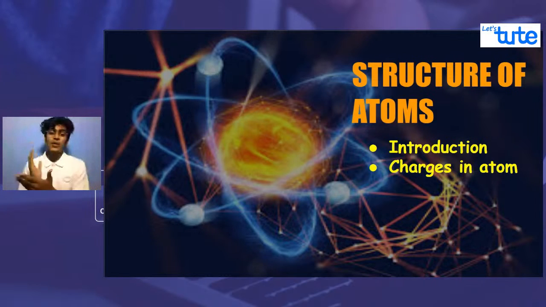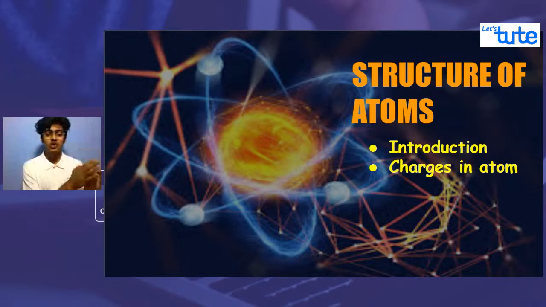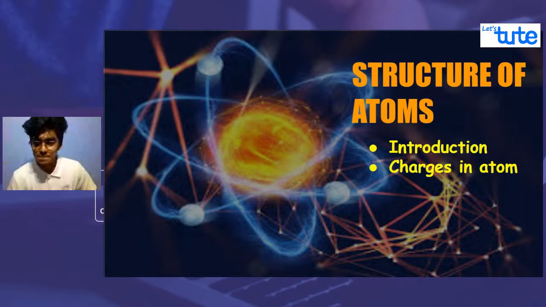So I'll just once again clear the doubt. There are some doubts in the comment section. So Goldstein was the one to discover protons. J.J. Thomson was the one to discover electrons. Okay, so those are two different people, and those are two different charges. So the electron was discovered by J.J. Thomson. The proton was discovered by Goldstein.